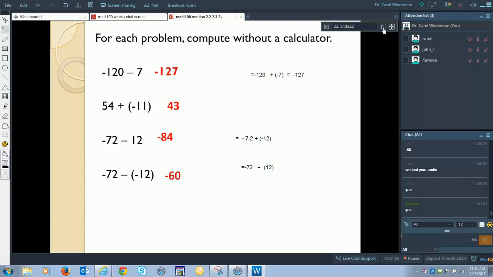Okay. One more. Fractions. Now think of your rule again. This is a subtraction. So I want to change it into an addition. And I'm going to add the opposite of the sign in the parentheses.